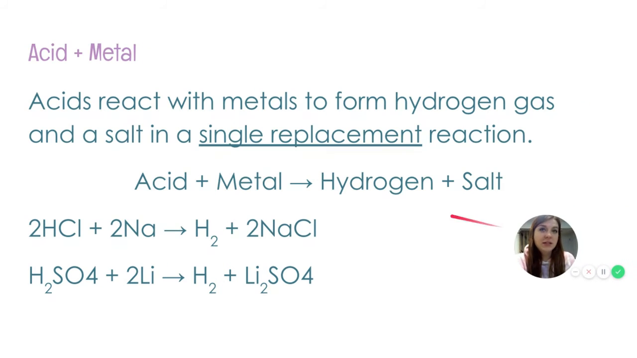And our last reaction, our second and also last reaction with acids and bases, this one is particular to acids. If I have an acid and I attempt to react it with a metal, it will create hydrogen gas and then some salt. And this happens by a single replacement reaction.